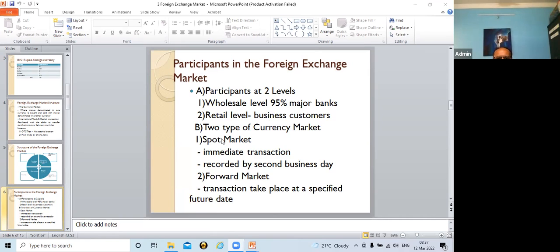There are two types of currency market: one is the spot market and the other is the forward market. What is the spot market? Where immediate transactions are expected and recorded on the second business day. That is known as the spot market. Forward market is where the transaction takes place at a specified future date. So today, in the month of March, you are deciding a transaction for, say, 20th of April. That is known as the forward market.